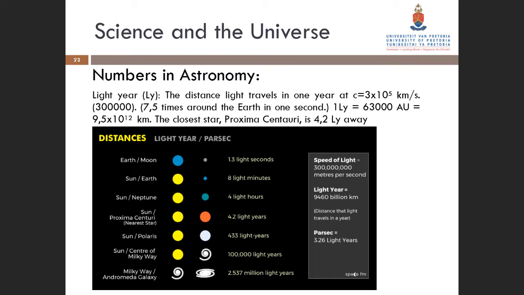The center of our own Milky Way galaxy, 100,000 light years away. Our closest neighboring galaxy is Andromeda, that's 2.5 million light years. So should we know this diagram now? No need to know this diagram. This is just to get you guys comfortable with the numbers we are working with.